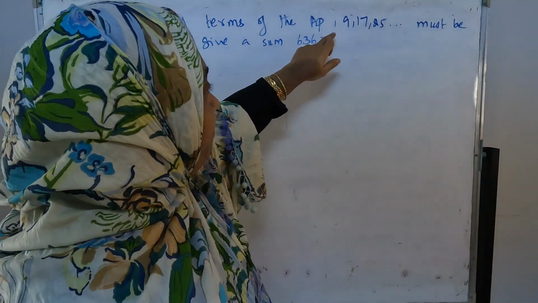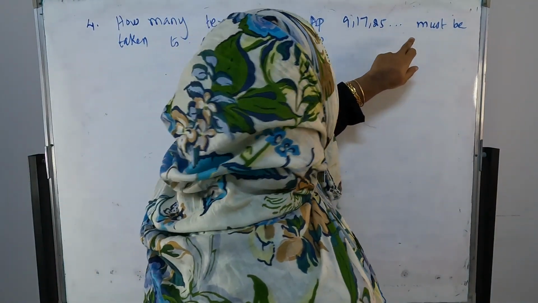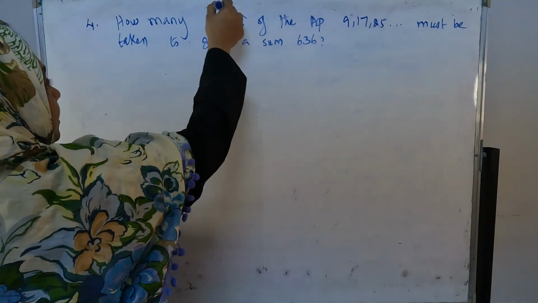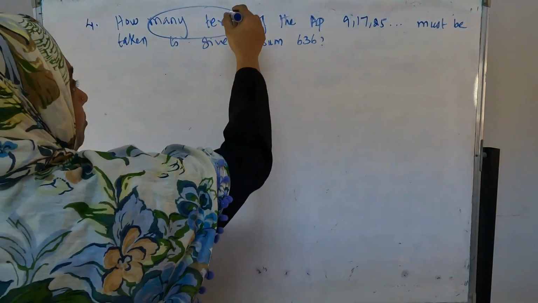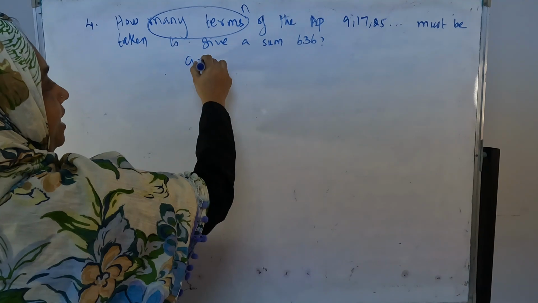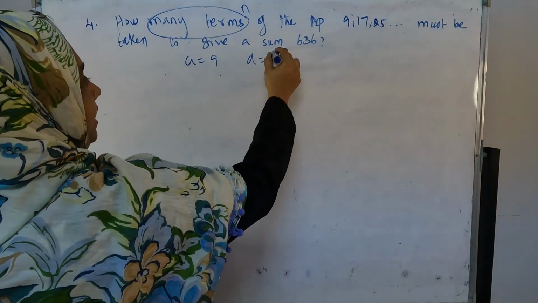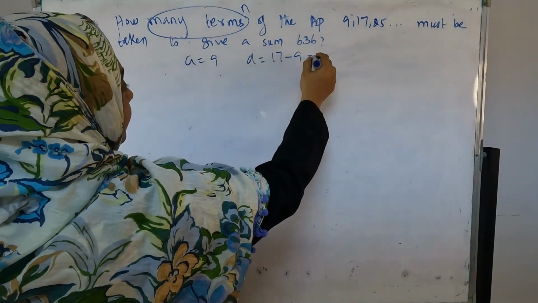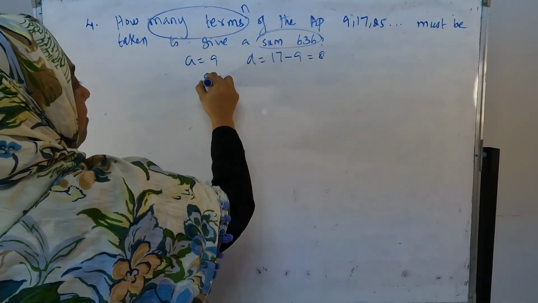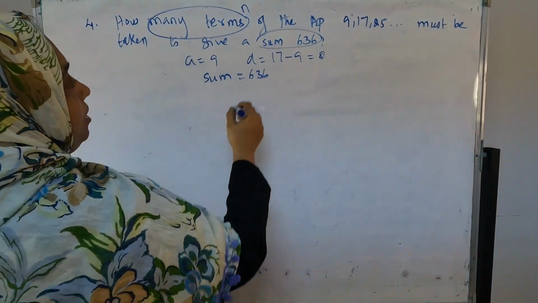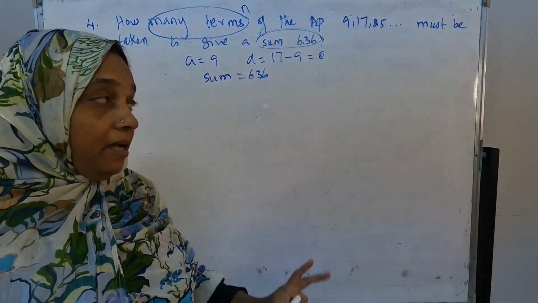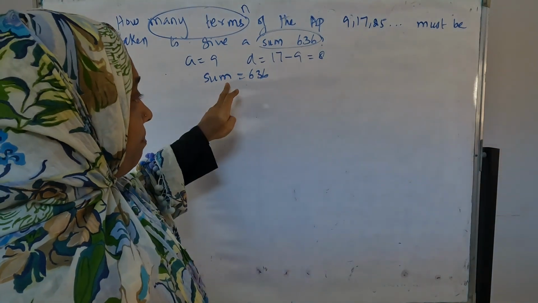How many terms of the AP 9, 17, 25 must be taken to give a sum 636? How many terms means what? n, number of terms only they are asking. So a is with us 9 and difference also we can get by subtracting 17 and 9, we will get 8. And sum also they have given as 636. So which formula we have to take to find the n? Take the sum formula, not the term formula, because sum is with us.